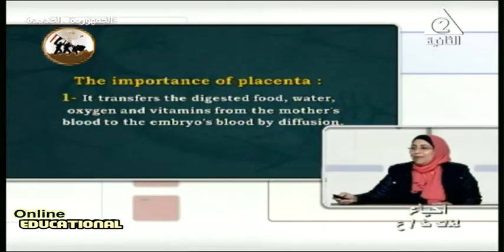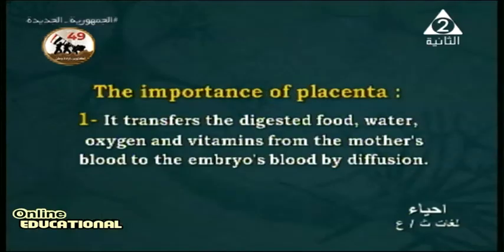The importance of the placenta: it transports digested food from the mother to reach the baby. The placenta transfers digested food and water, also vitamins and oxygen, all from the mother's blood to the embryo's blood by diffusion. Diffusion is a process by which substances are transferred from high concentration to low concentration. We can transfer anything by diffusion from high concentration to low concentration.